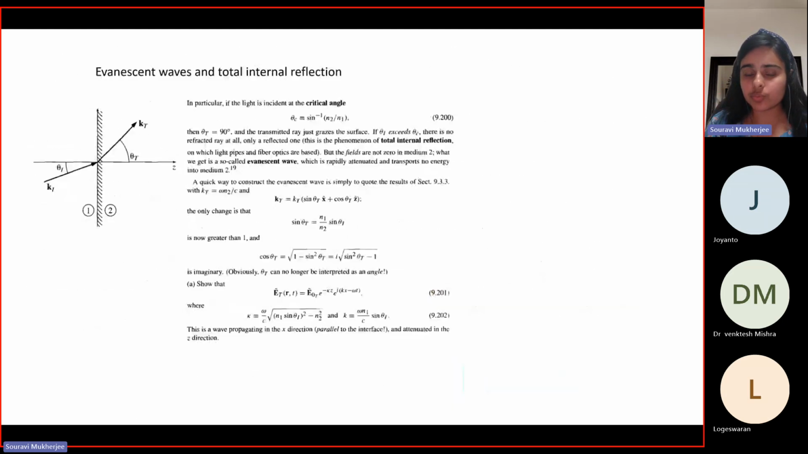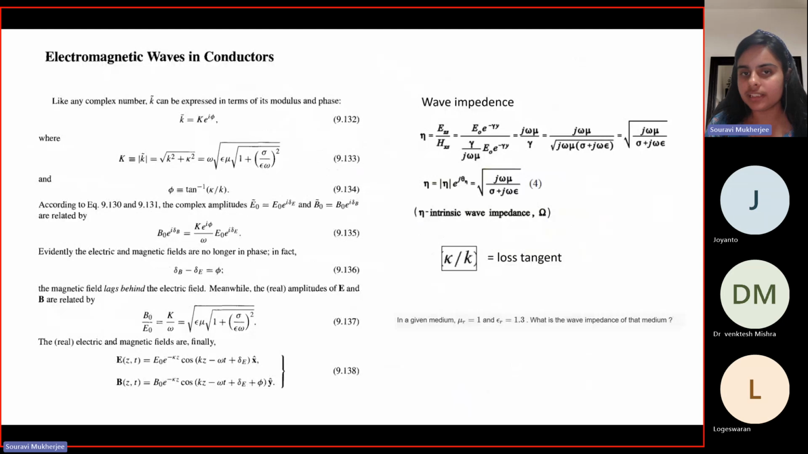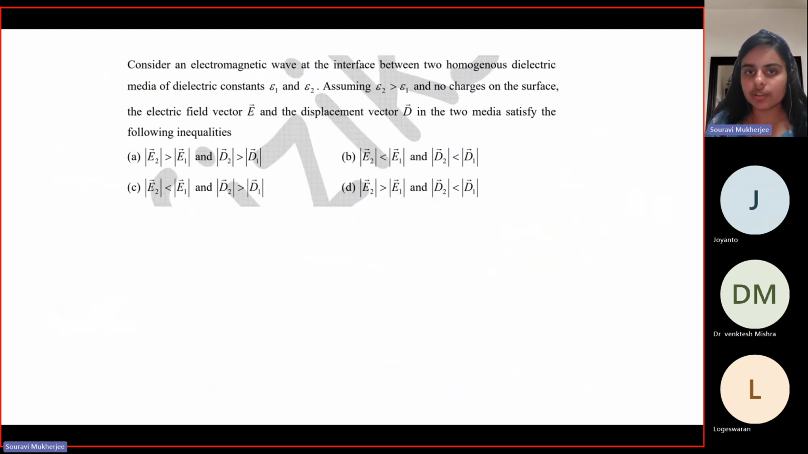Now the question asks what happens in the medium, right? We have understood what happens at the interface. Now you have to be careful about what happens in the two media in the bulk. Because D is given as epsilon into E, if the dielectric constant is more, the displacement vector should be more, right? So if epsilon 2 is greater than epsilon 1, your D2 should be greater than D1.